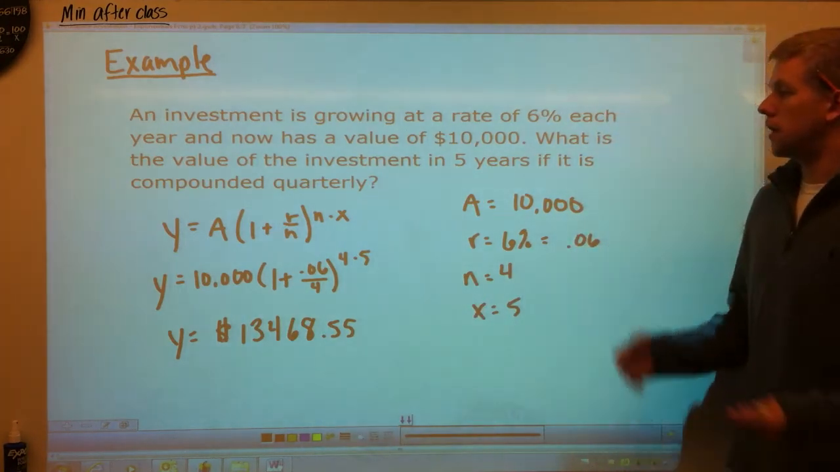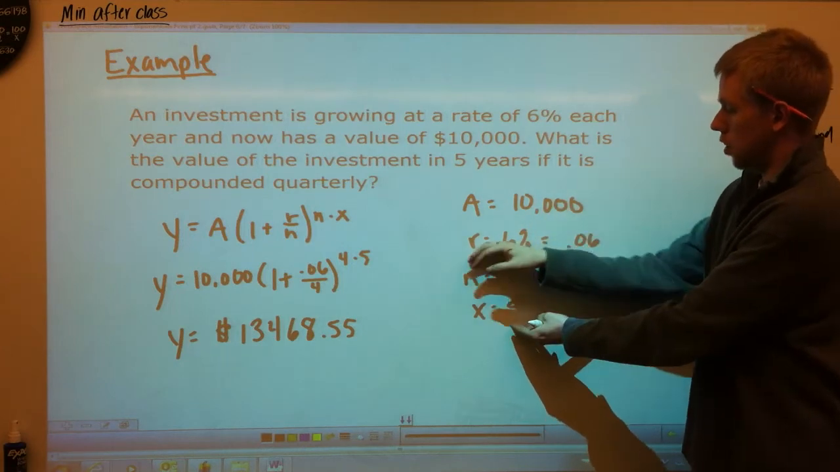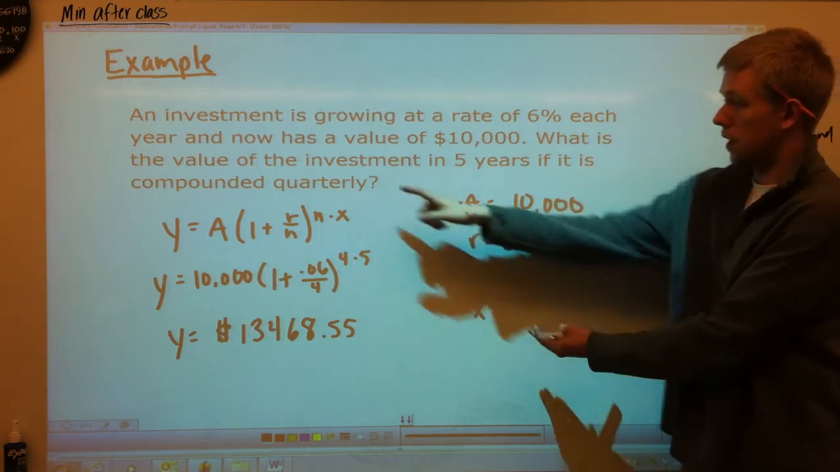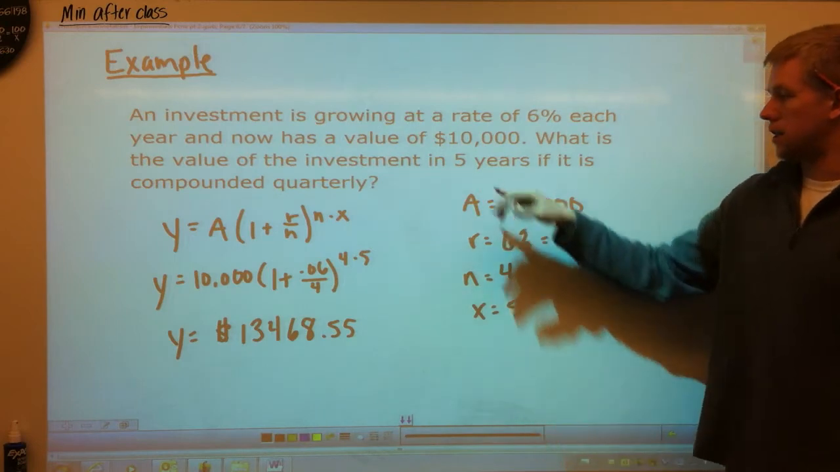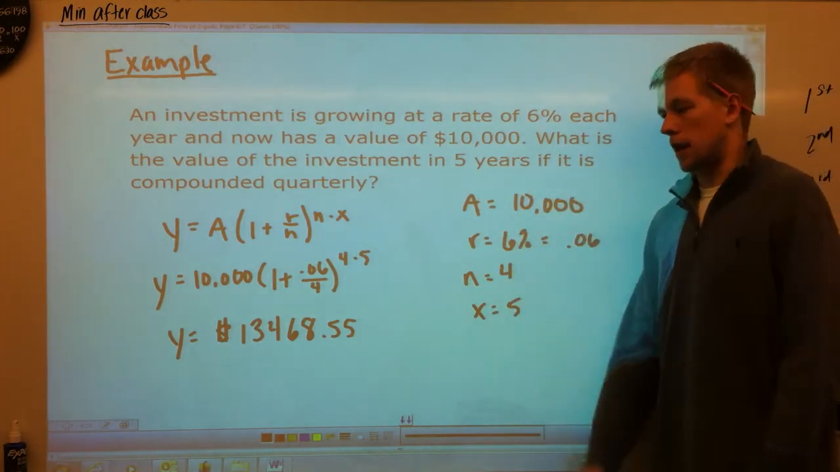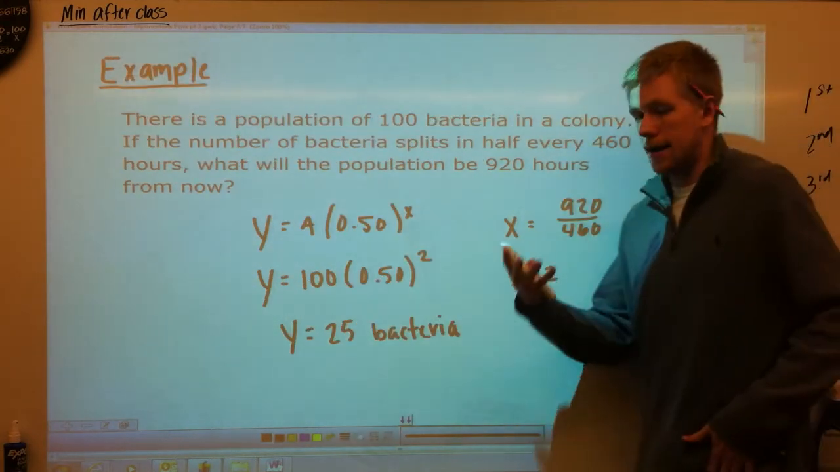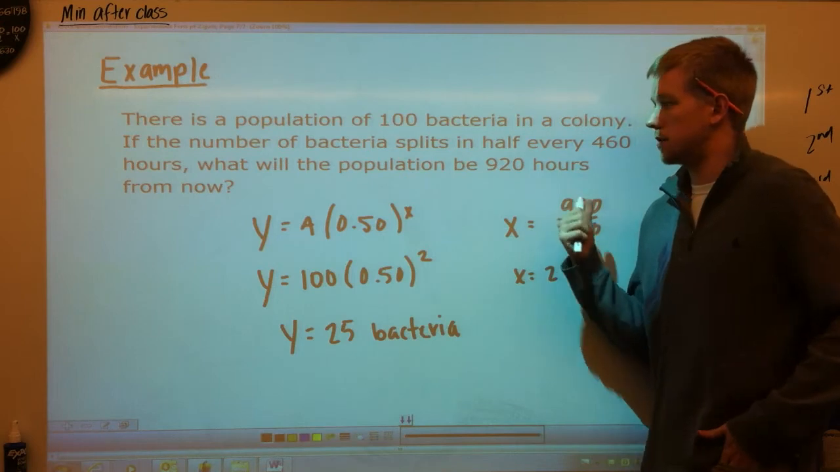Okay? It's very easy once you get the hang of what is what. Once you know what A is, 10,000, R is 6%, N is 4 because it's compounded quarterly, and my X is 5 years. Write down what you know, plug in what you know, and type it in the calculator. Pretty simple. Last one, half-life. Again, annotate what you need to know to answer this problem.